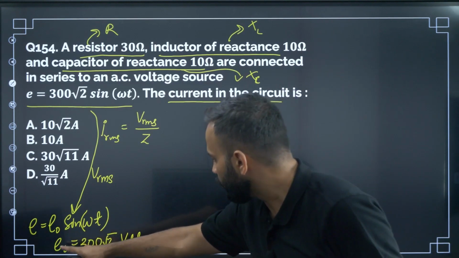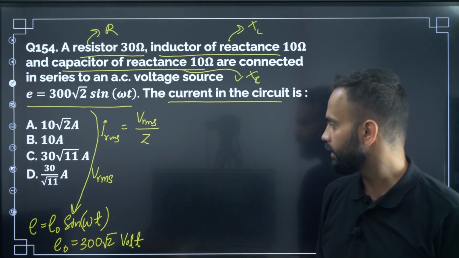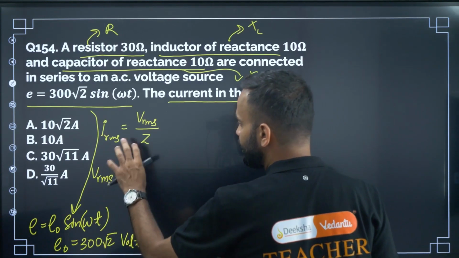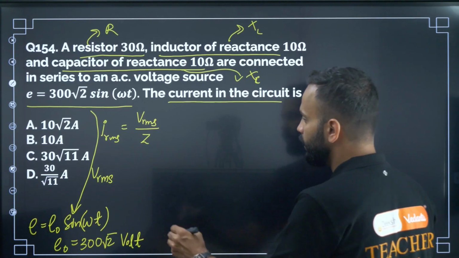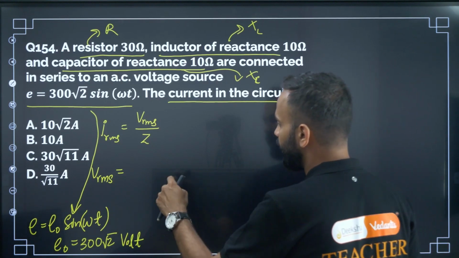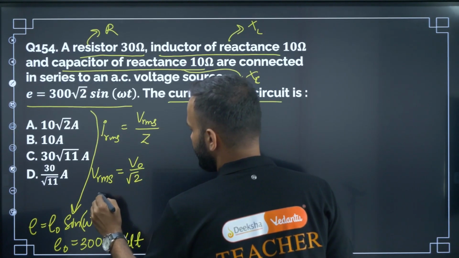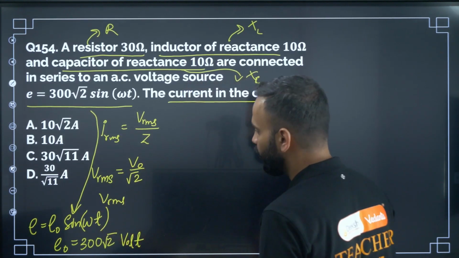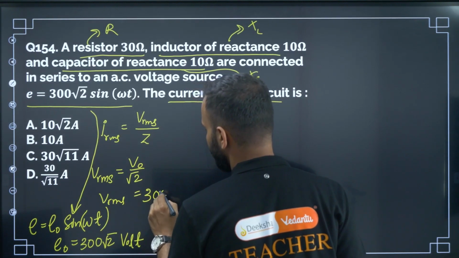Now we got the value of the maximum voltage, right? So now we can easily find the RMS value of the voltage. How to find the RMS value of the voltage? We know the relationship between V RMS and the maximum value of the voltage, right? V RMS is equal to V naught divided by root 2. Here V naught is E naught. So V naught by root 2 is 300 volt.